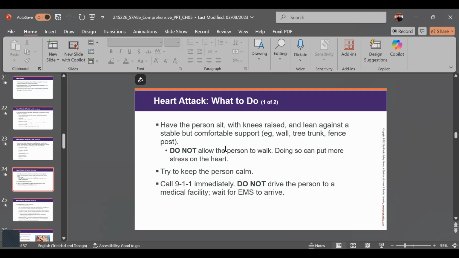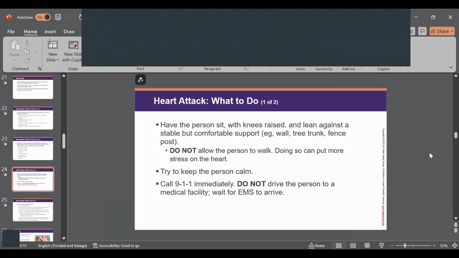Now, here's where there's a little bit of a difference. So we see call 911, obviously in Trinidad, it'll be call 811. Do not drive the person to a medical facility. Wait for EMS to arrive. One of the things we learned in EMS and in first aid and all these programs we teach, sometimes you may have to make a judgment call.